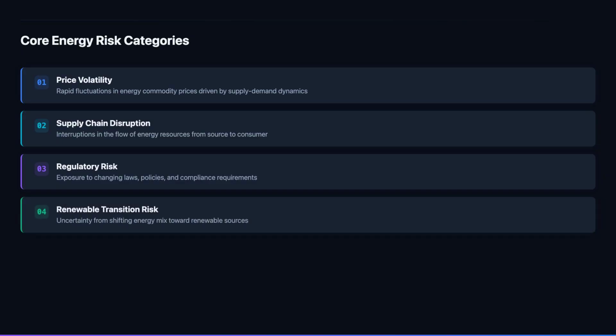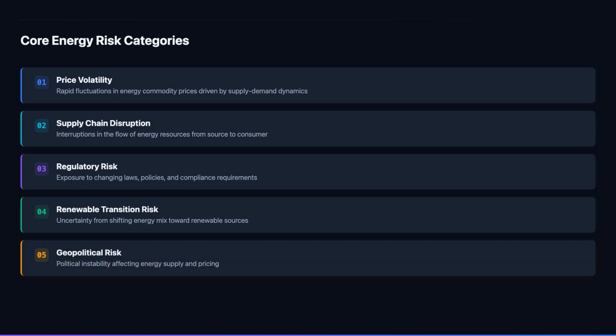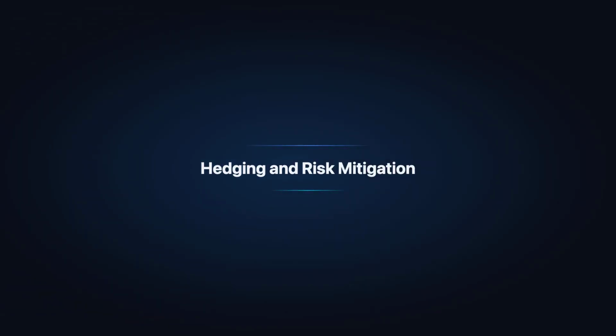As the energy mix evolves, organizations must manage the financial and operational risks of transitioning to renewables. Geopolitical tensions in key producing regions can trigger sudden price spikes and supply shortages. Now let us explore the strategies and tools we use to hedge against energy market risks and protect organizational value.